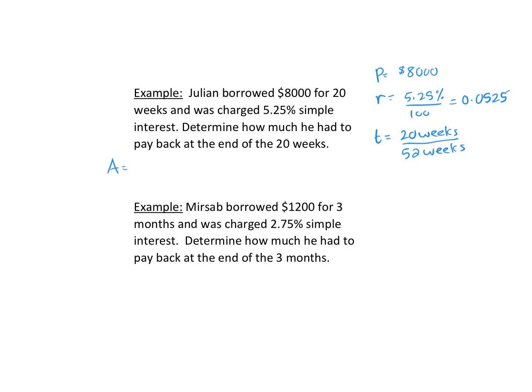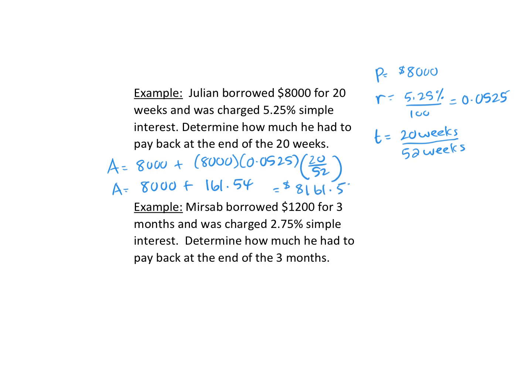So the amount is going to be the principal, 8,000, and then the interest will be the principal times the interest rate times time in years, which is 20 over 52. So I'm going to multiply 8,000 times decimal 0.0525 times 20 and then divide by 52 because 52 is on the bottom. And I want to round to dollars and cents because we're dealing with money. So $161.54. So final amount is $8,161.54. So that's how much you have to pay back at the end of 20 weeks.